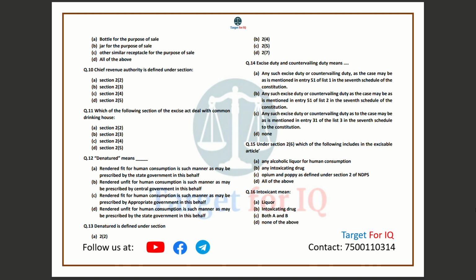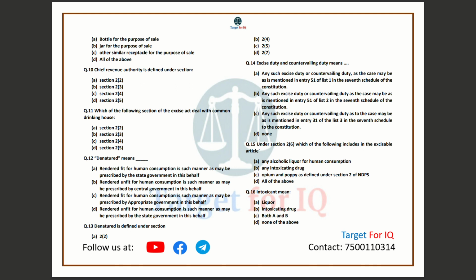Question number 15. Under section 26, which of the following includes in the excisable article? Option A, any alcoholic liquor for human consumption. Option B, any intoxicating drug. Option C, opium and poppy as defined under section 2 of NDPS Act. And option D is all of the above. The correct answer to question number 15 is excisable article include option D, that is all of the above.